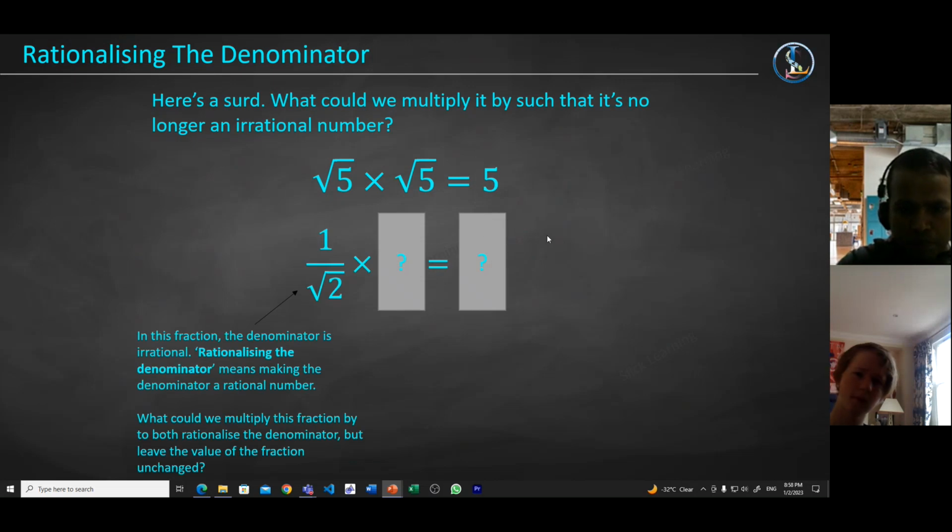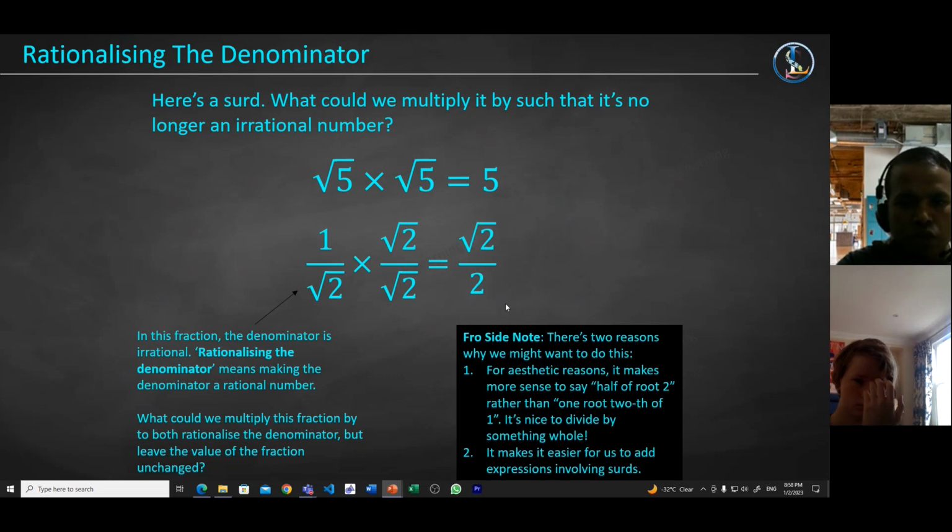Okay, how about this one? 1 over square root 2. By which number will you multiply so that you get a rational number? I would imagine just 1 over square root 2 again. Yeah, that's right. So you multiply by square root 2 over square root 2, and you get square root 2 over 2.